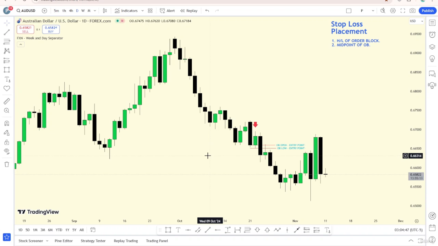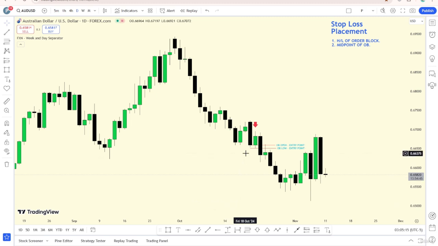So in this lesson, we're going to look at how you can place your stop loss using the order block trading strategy. Basically, the rule is simple. You either place your stop loss at the high or low of the order block, depending on whether you're bullish or bearish. Another area you can place your stop loss is the midpoint of the order block, just above or below that midpoint. So not the exact midpoint. I'll just demonstrate what I mean by this.